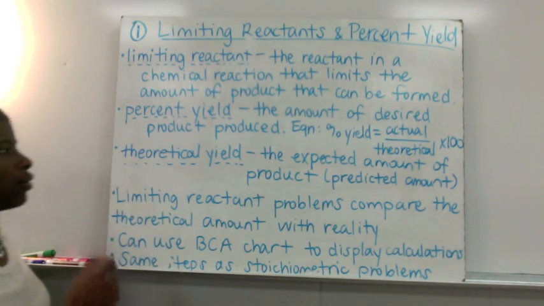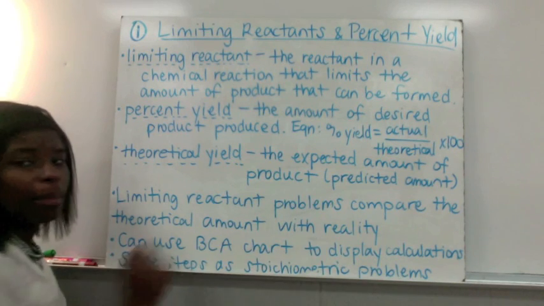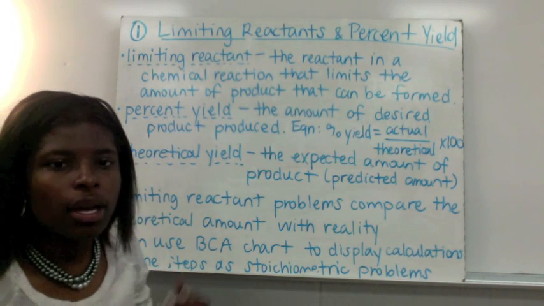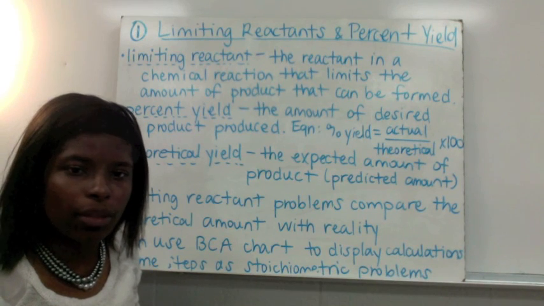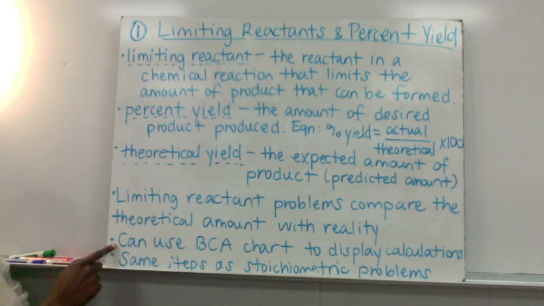Well, what is theoretical yield? Theoretical yield is the expected amount of product. It's known as the predicted amount. Limited reactant problems compare the theoretical amounts with the reality. So you compare the theoretical, which is what you were expecting to get, with what you actually got when you conducted the experiment. So you can use the BCA chart to display the calculations for limited reactants. And then the steps for limited reactant problems and percent yield problems are pretty much the same as a stoichiometric problem.